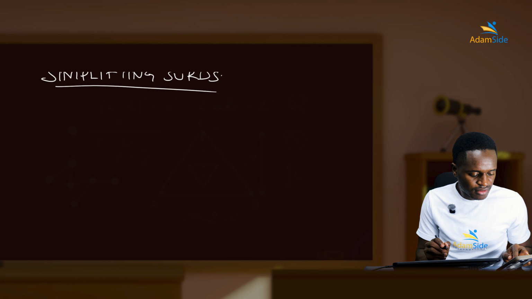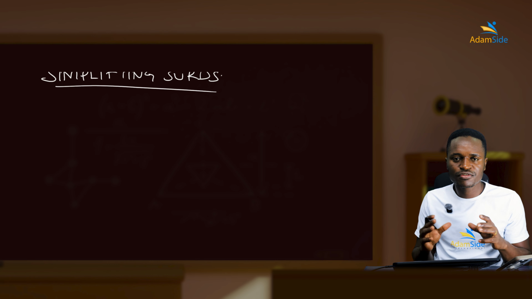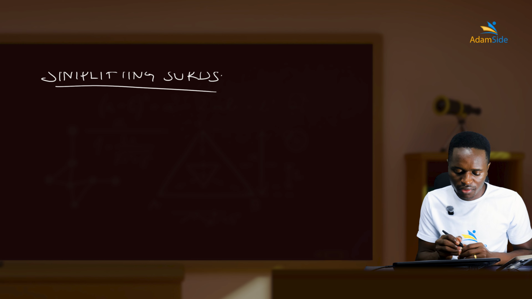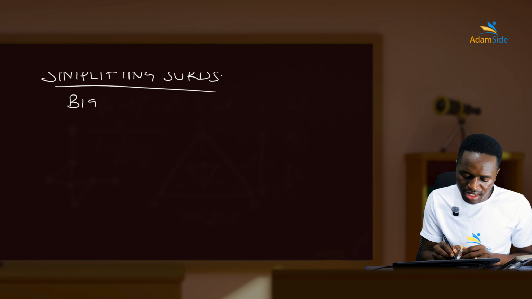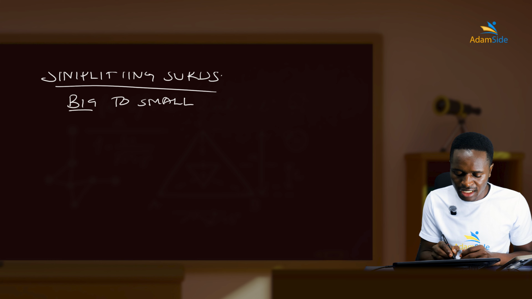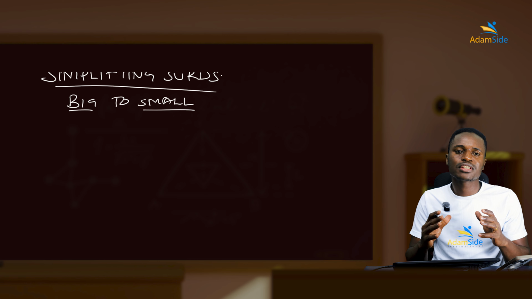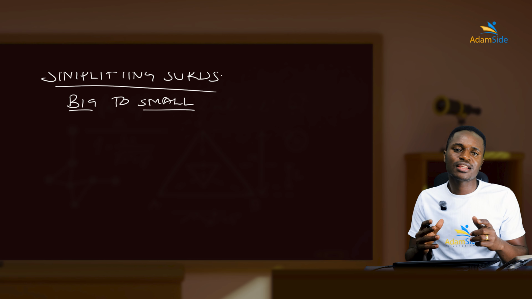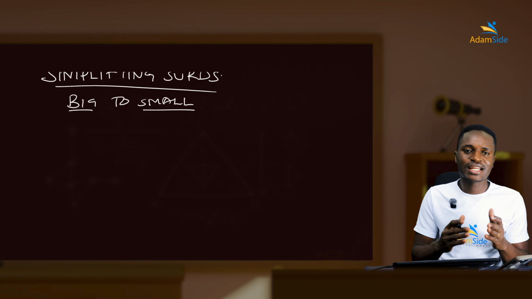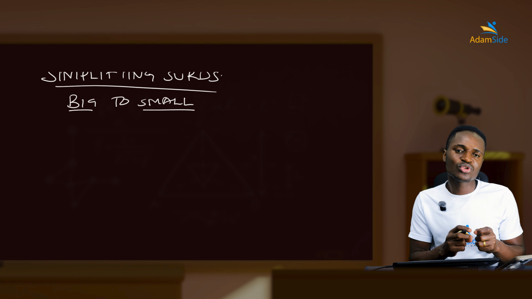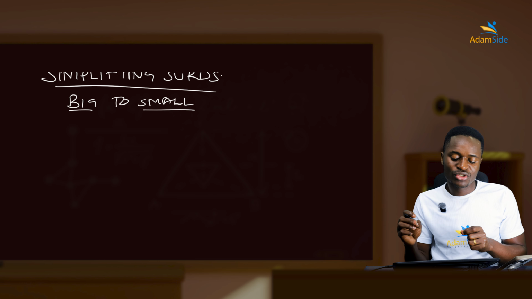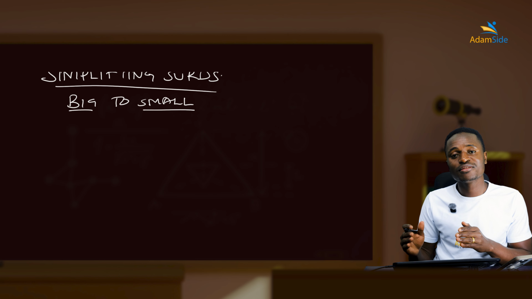Simplifying surds means you are breaking the surd from its big form to small form. In other words, big to small. It's like the other ones, for instance expand and factorize. To factorize means you are getting from big to small, and to expand means you are getting from small to big.